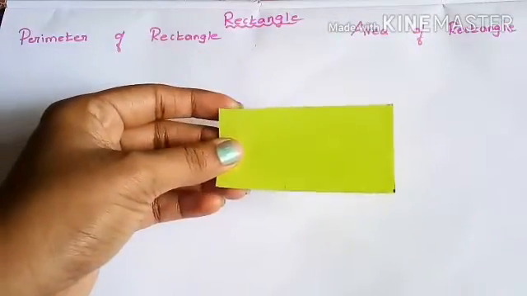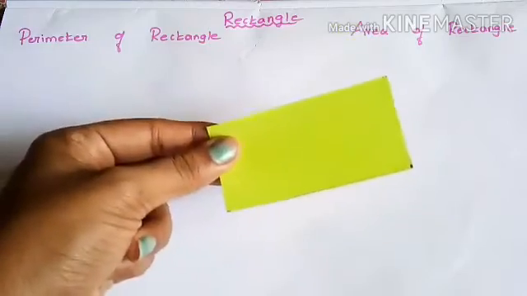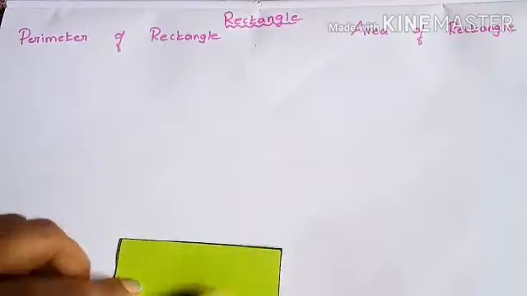Students, listen carefully. Now we are going to find the perimeter of rectangle and area of rectangle. Look at this. This is rectangle, right? How to find this is rectangle? I will explain.